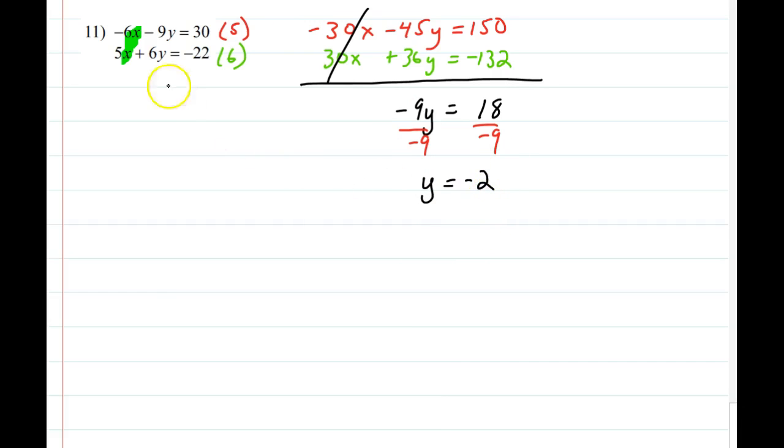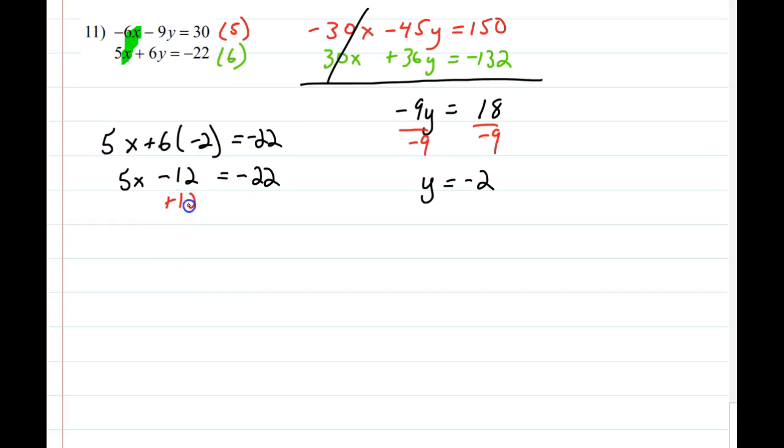So now I'm going to use the bottom equation. So I get 5x plus 6 times negative 2. So let's add 12 to both sides. So if you are not good with your negative and positives, you would just type in negative 22 plus 12. So this gives us negative 10. Divide by 5. We get x equals negative 2.